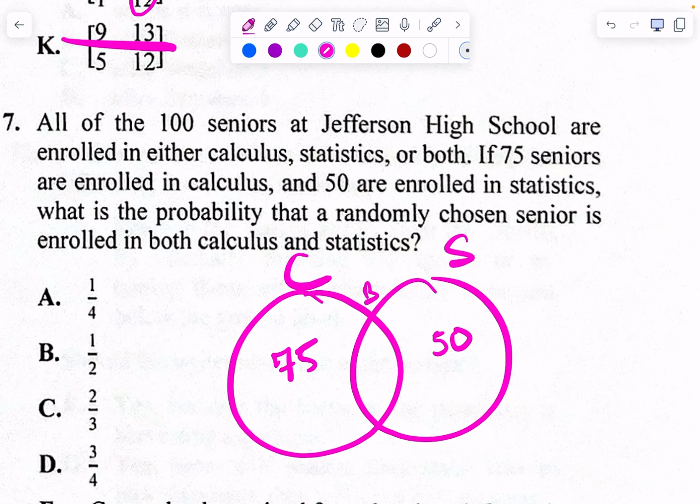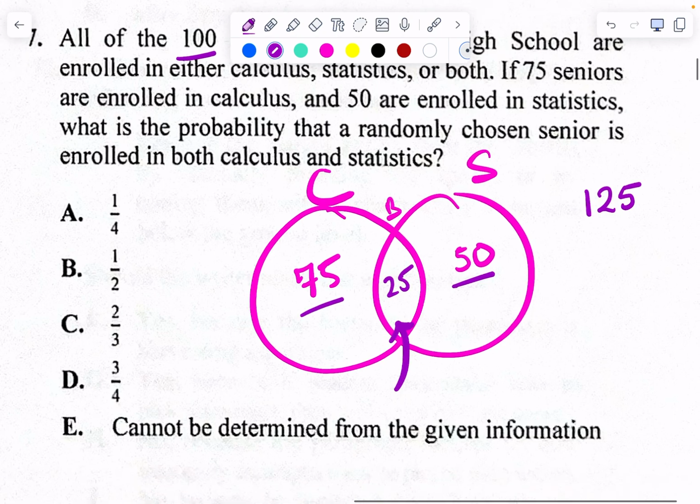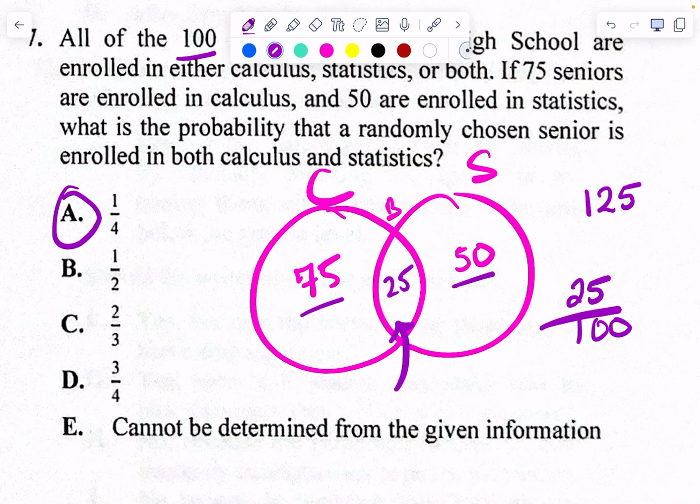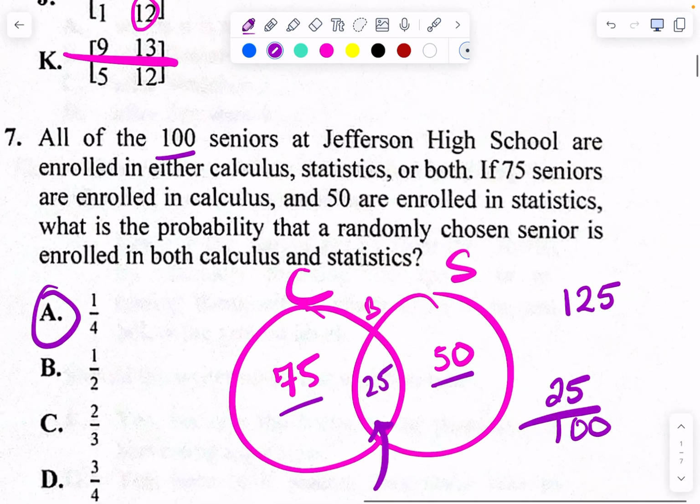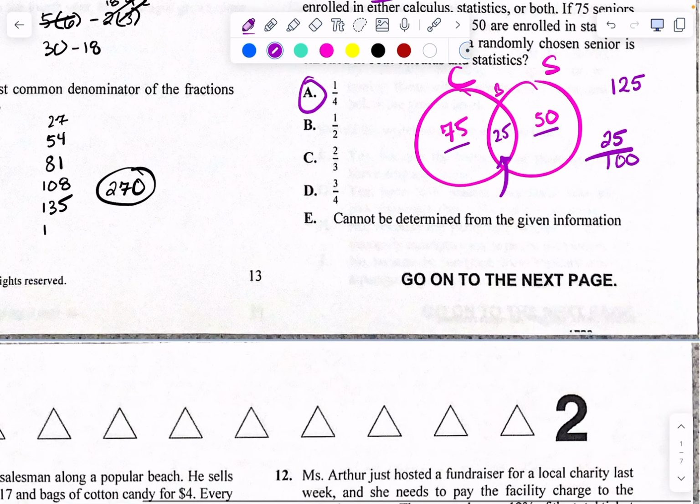Okay, now, 75 and 50, if you add those together, is 125, yeah? But they say there's only 100 students, so how many are double counted in the middle here? 25. Do you see how that works, right? Okay, so what is the probability the randomly chosen senior is enrolled in both calculus and statistics? How many are enrolled in both? 25 out of how many? 100, which is 1/4. You see how that works? Yeah? Okay. No need to use a Venn diagram for that one.